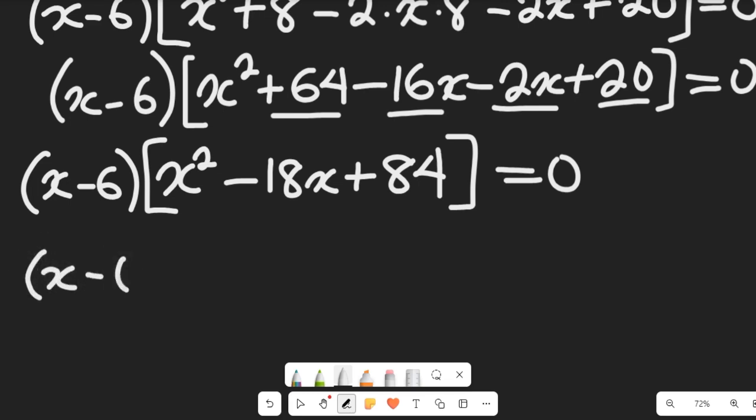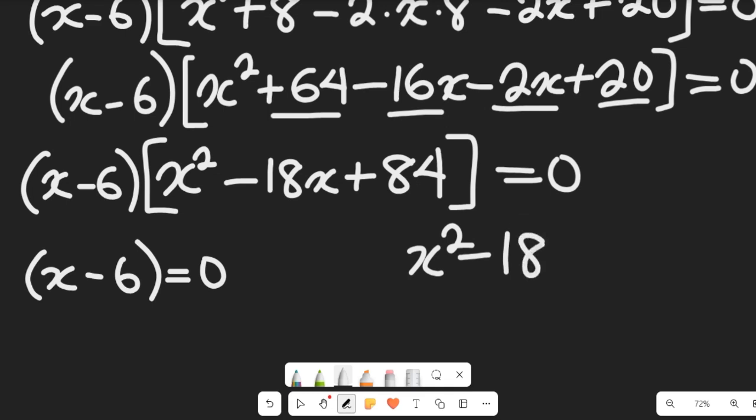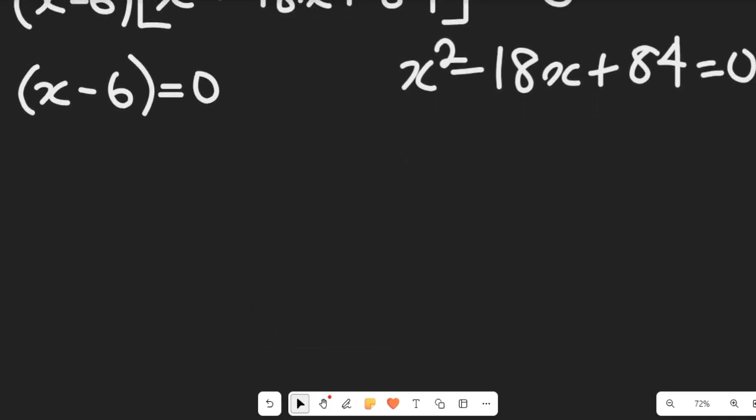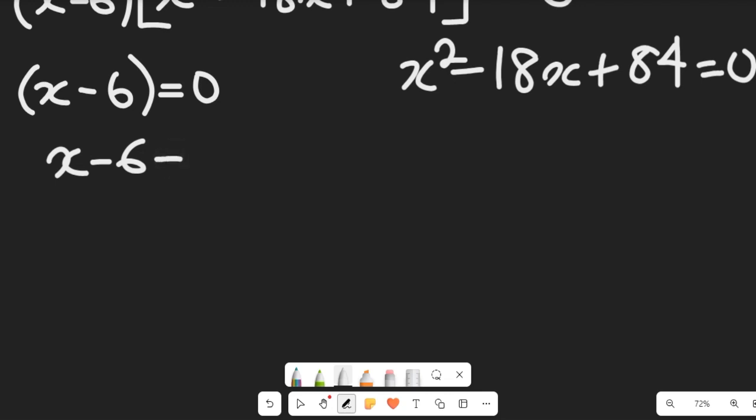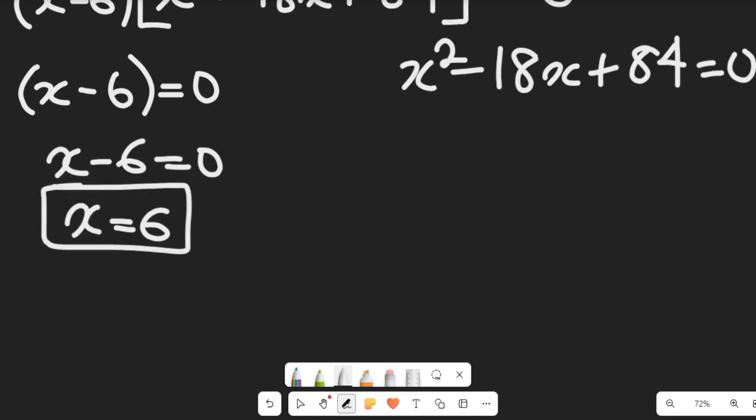x minus 6 can be equal to 0, and we can also have x squared minus 18x plus 84 be equal to 0. What do we have here? We have two expressions such that if we simplify them, we are going to have the values of our x. From the first expression, x minus 6 equals 0, so our x will be equal to 6.